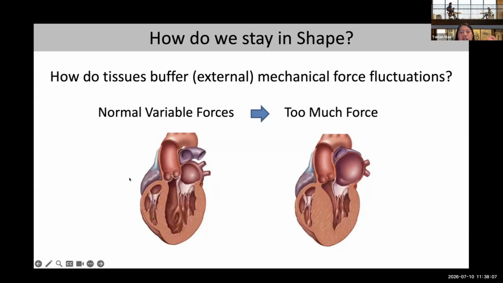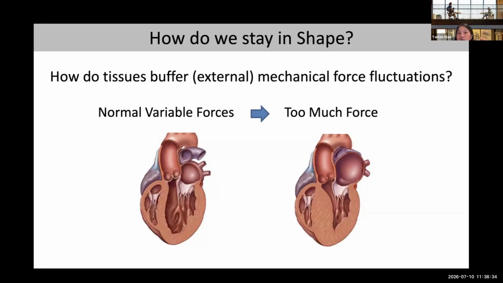And so I guess the question is, presumably it's to do with the nature of these forces, right? What I call normal but stochastic or variable forces, we can tolerate them. Our organs are able to somehow buffer them, at least after development, and keep in shape. But of course, there are also extreme cases where too much force can generate, for example, in this case, heart hypertrophy. So clearly our cells and organs are mechanosensitive.